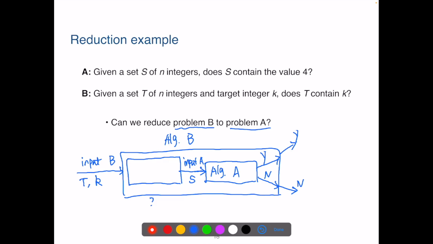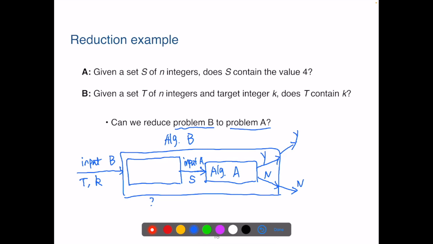Algorithm A tells us whether or not a set S contains the value 4. Question B needs us to tell whether or not a set T contains a more general value K. So we have to tie together the specific value 4 and a more general value K. There are actually different ways to do the transformation.